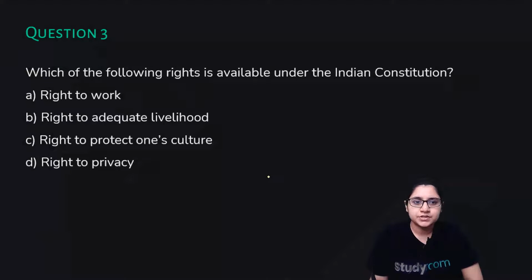Moving on to the third question. Which of the following rights is available under the Indian Constitution? Right to work, right to adequate livelihood, right to protect one's culture, right to privacy. So what is available is the right to protect one's culture. It is available. Alright.